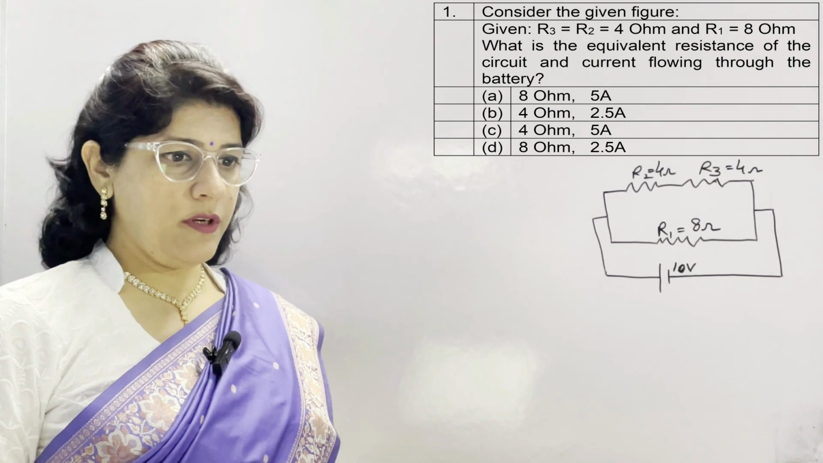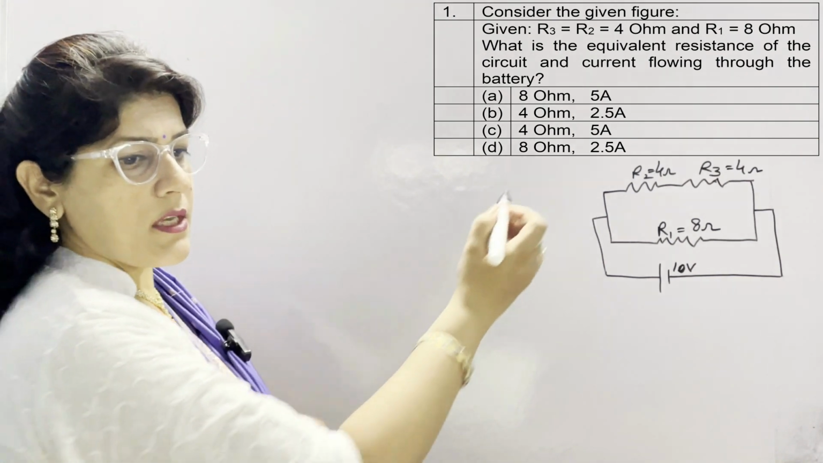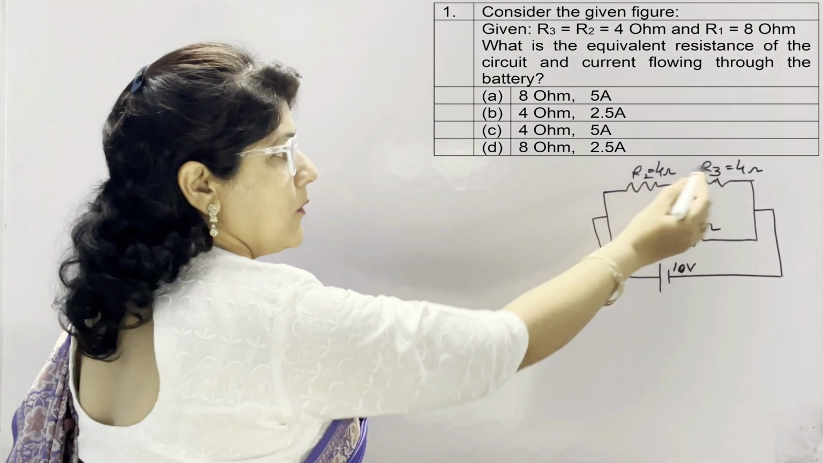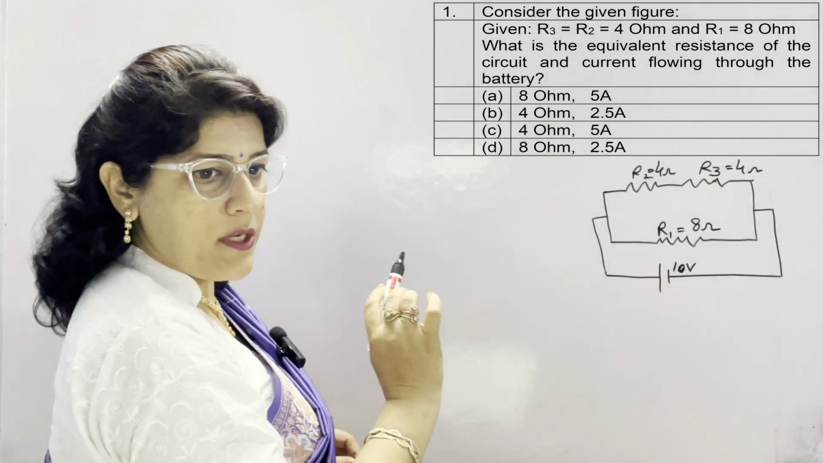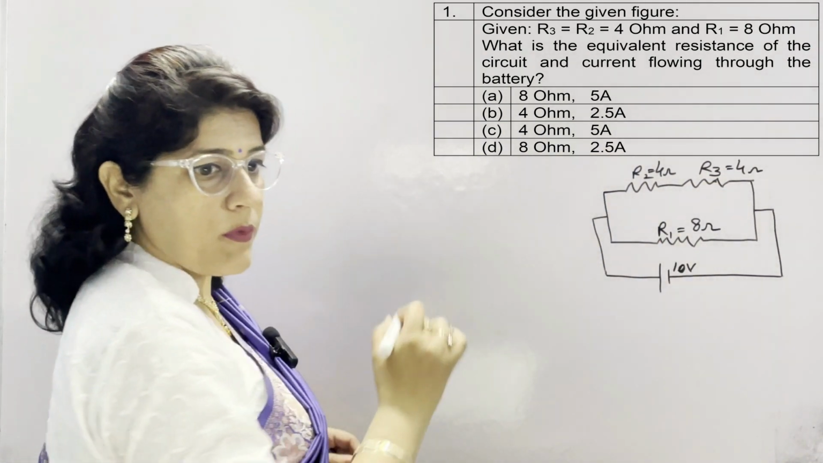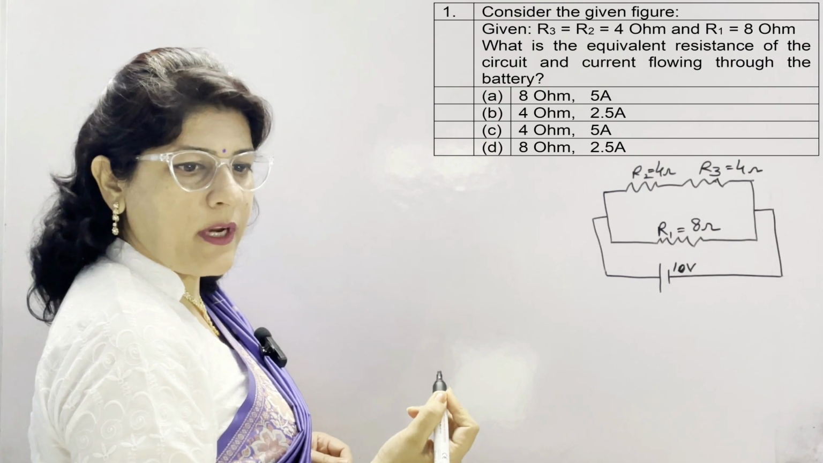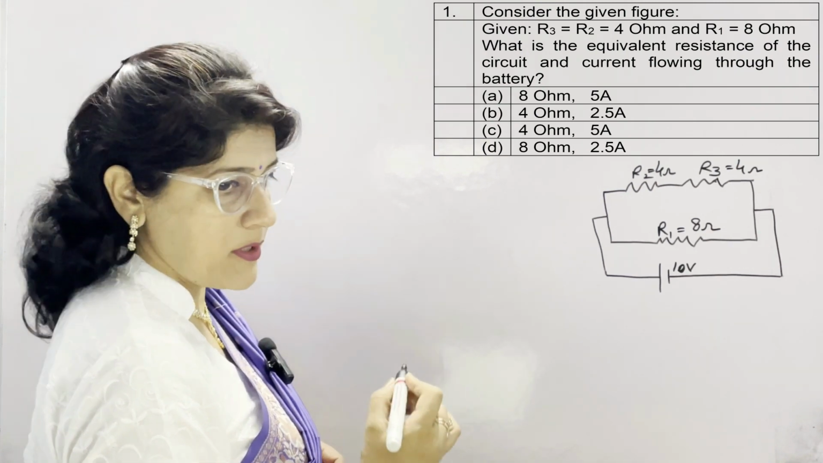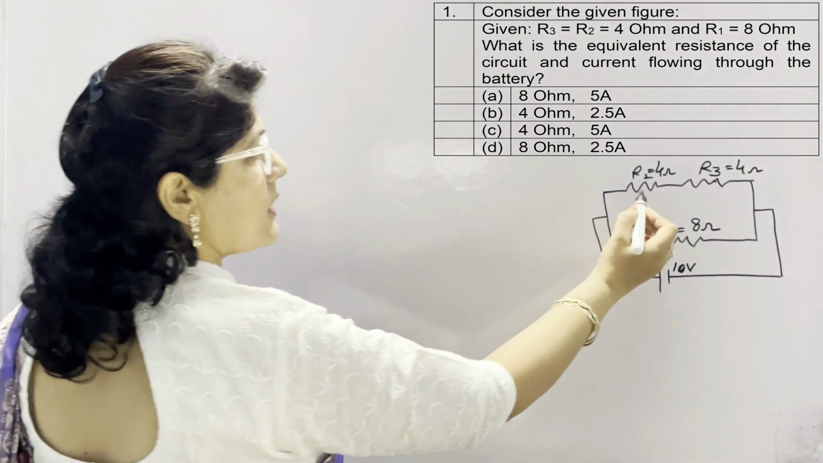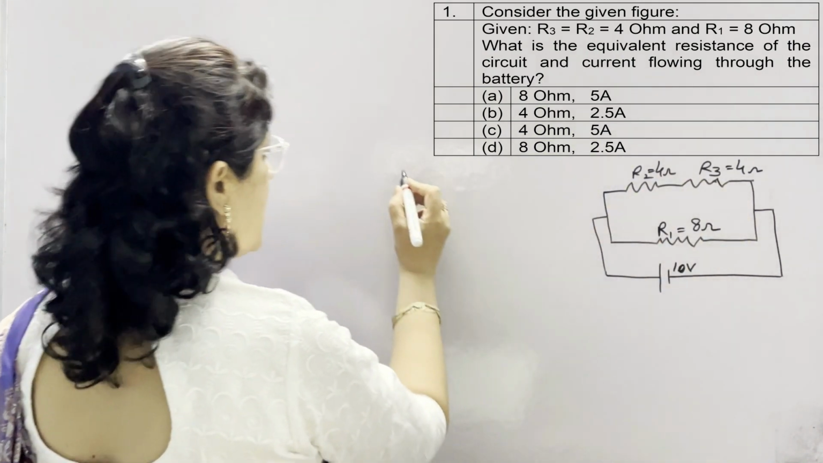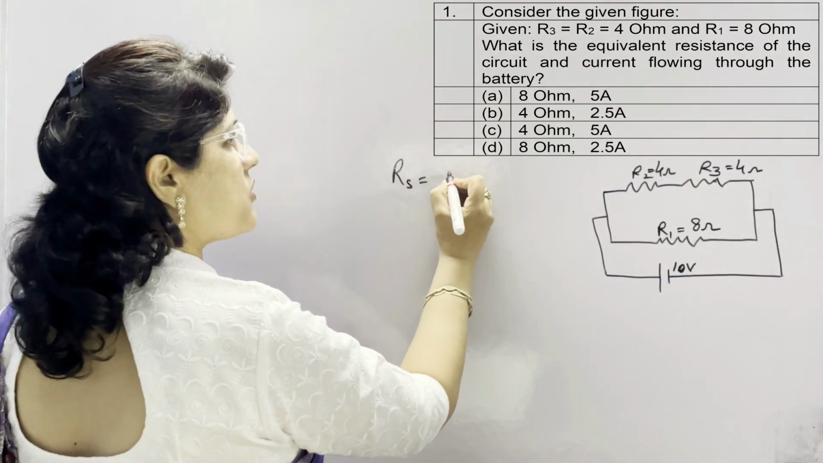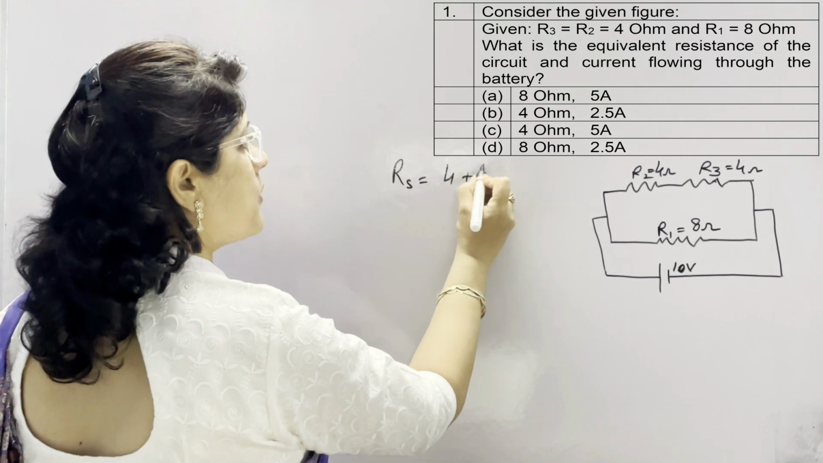Starting with the first question, which is a numerical. Given R3 and R2 both are of 4 ohm each and R1 is of 8 ohm. What is the equivalent resistance of the circuit and then the current flowing from the battery? So first, equivalent resistance. We can easily see that these two are in series, and we know that in series combination we just need to add these two values, 4 and 4.